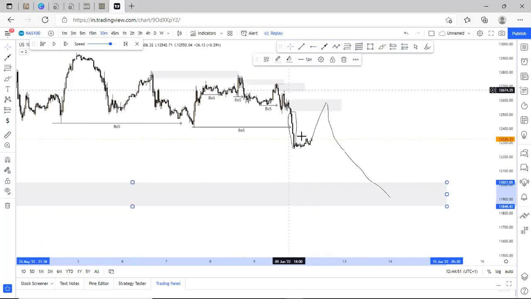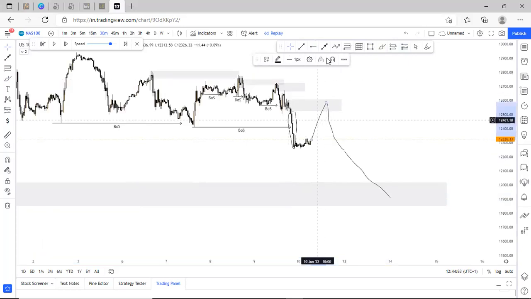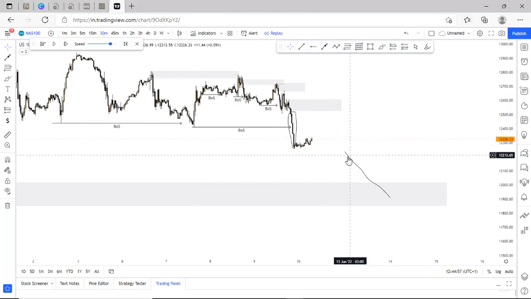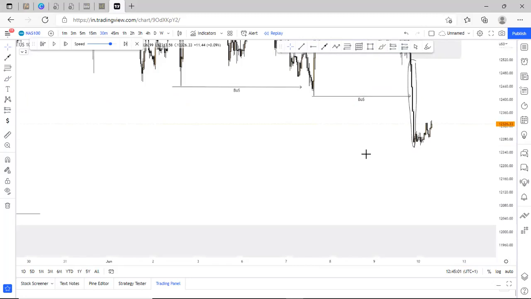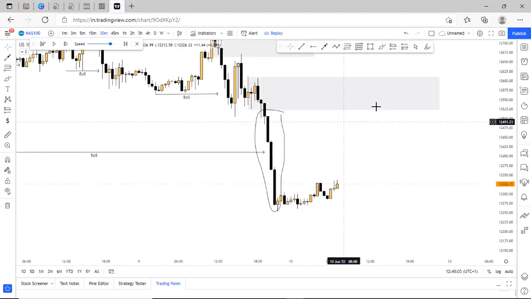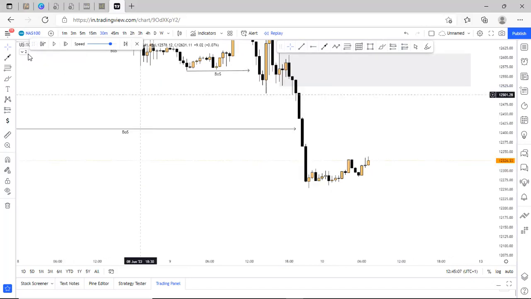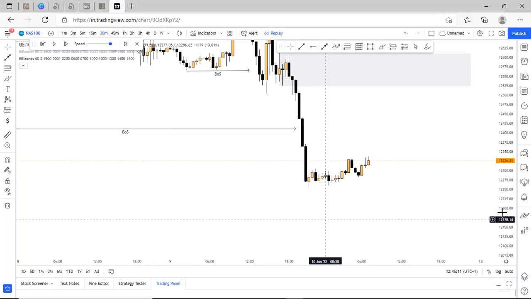So on Friday morning, I was actually looking to buy. At first, I was looking for a buy entry from right here, then later I will sell from here. But later on, my bias changed. And why did my bias change? I will explain that in a minute.